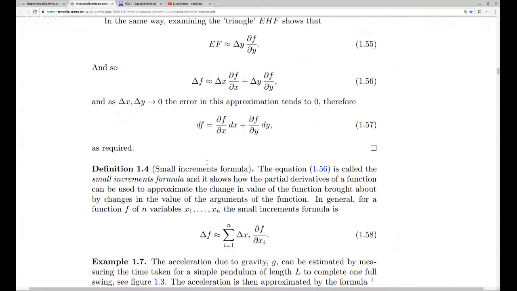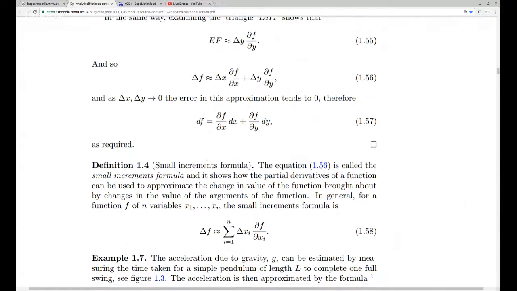So this says, at a nearby point to the base point xy, so delta x and delta y are the differences, the kind of offsets from the base point xy, the change in value that the function undergoes between the base point xy and the nearby point, x plus delta x, y plus delta y, can be approximated by this linear expression in the changes delta x and delta y. The coefficients of that linear expression are the two partial derivatives evaluated at the base point xy. That's what's known as the small increments formula.